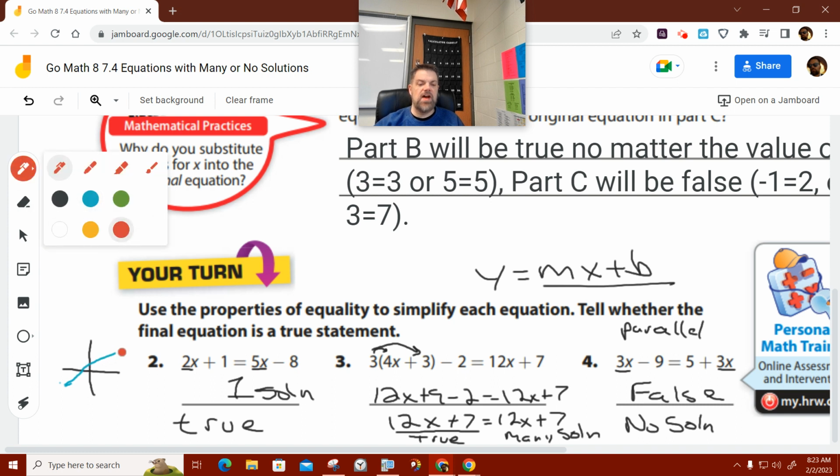And then 5x minus 8 is going to cross here, but it'll have a much steeper slope. I don't know where they're going to cross, but they're going to cross somewhere here. So if I go to graph these two lines, they're going to cross at some point. Where they cross is the one solution. They only cross once. Does that make sense?